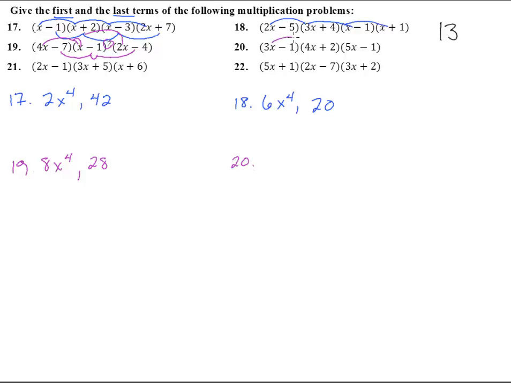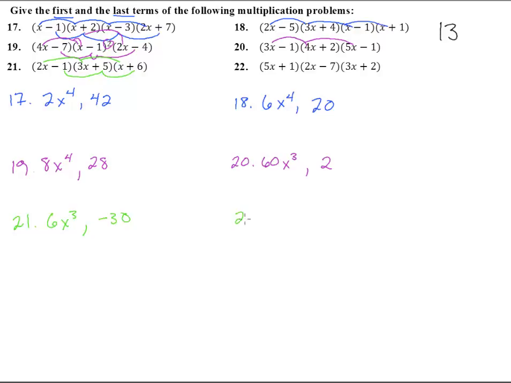Here we have 12x squared times 5x. That's 60x cubed. And then the last term is negative 1 times 2 times negative 1. That's a 2. Good deal. Now let's do 21. So we get 6x squared, 6x cubed. And the last term, negative 1 times 5 times 6, that's a negative 30.